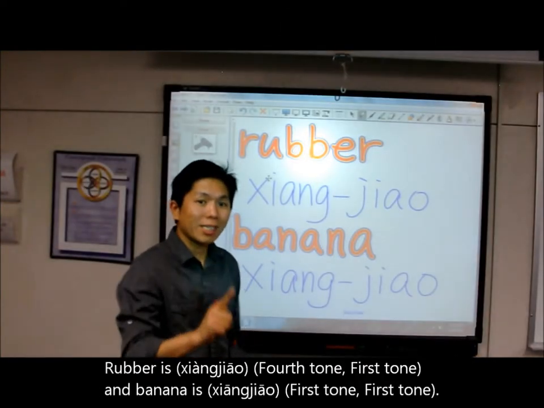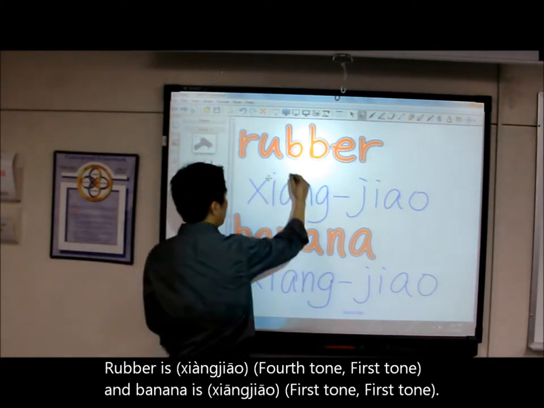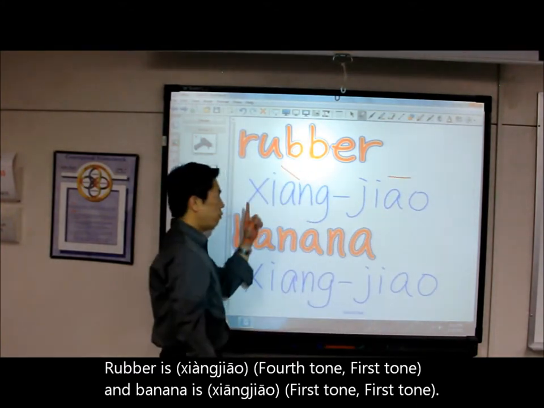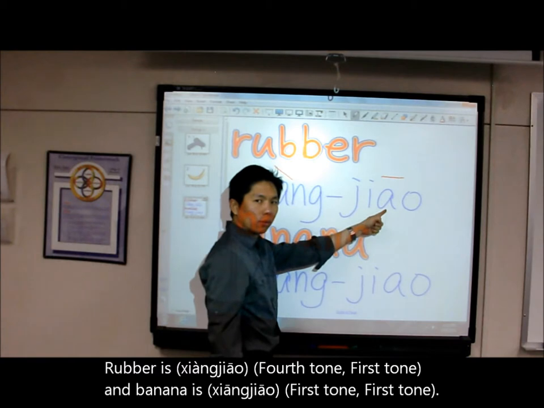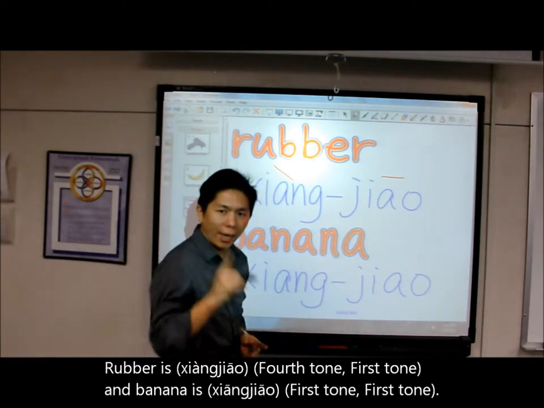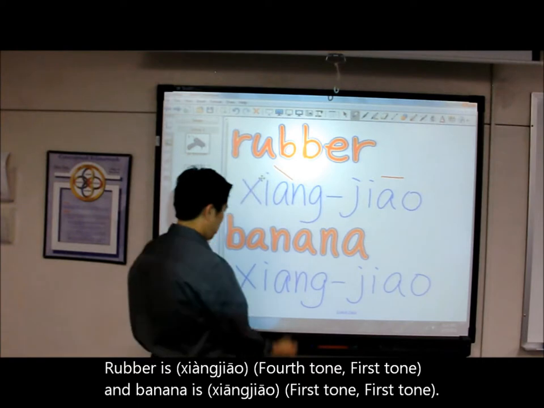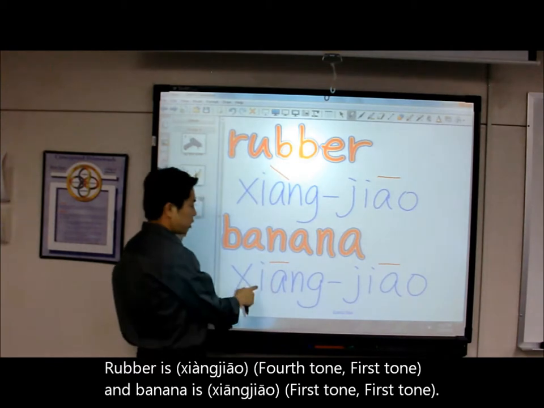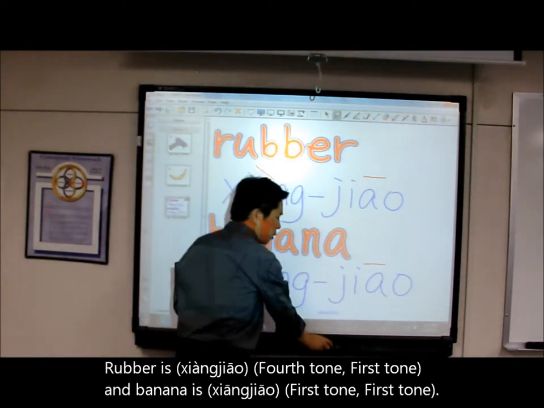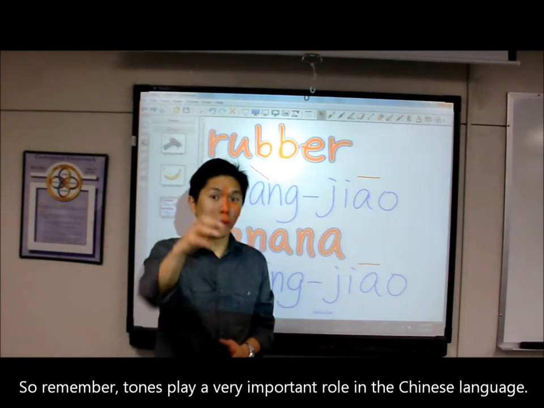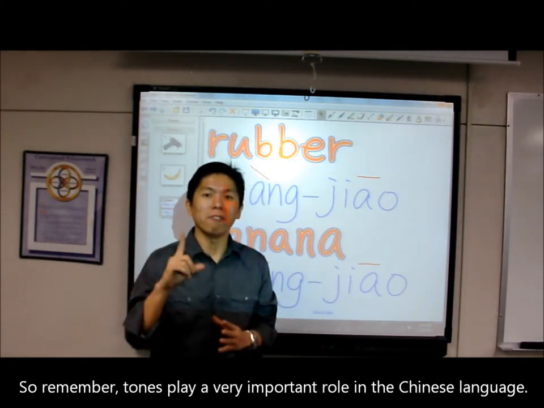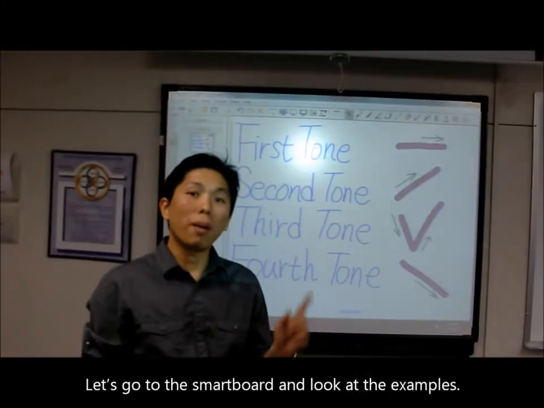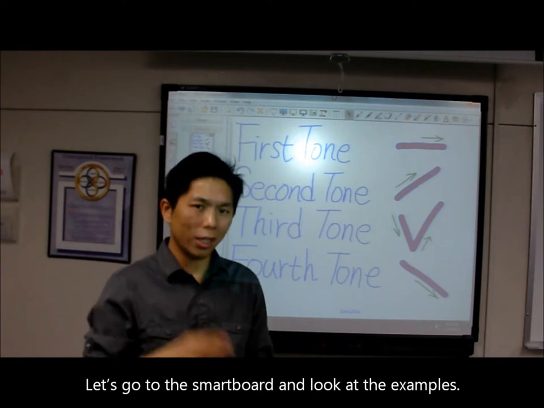Rubber is 橡胶. First tone. And the banana is 香蕉. First tone. So remember, tones play a very important role in the Chinese language. Let's go to the small board and look at the examples.